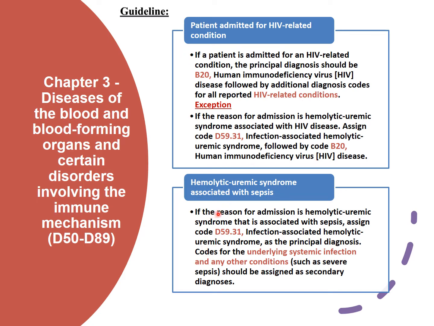Coming to the hemolytic uremic syndrome associated with sepsis. If the reason for the admission is hemolytic uremic syndrome associated with the sepsis, then assign D59.31, infection associated hemolytic uremic syndrome as a primary diagnosis and underlying systemic condition should be coded as secondary diagnosis.